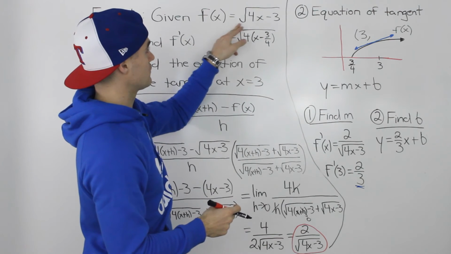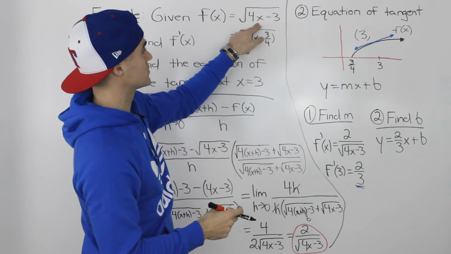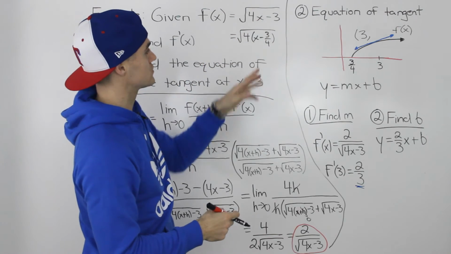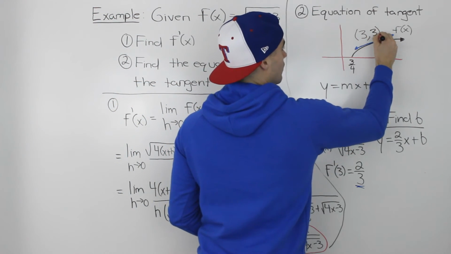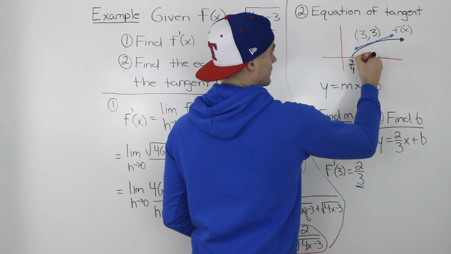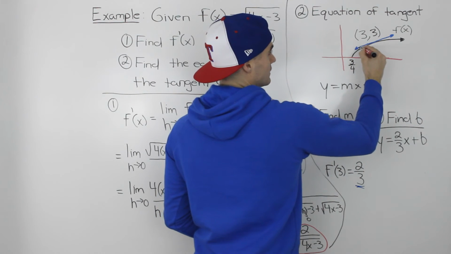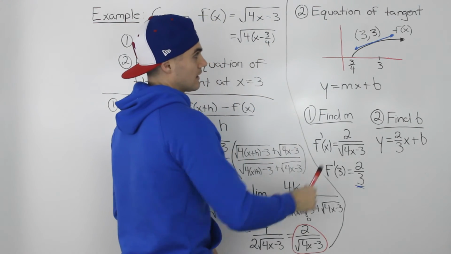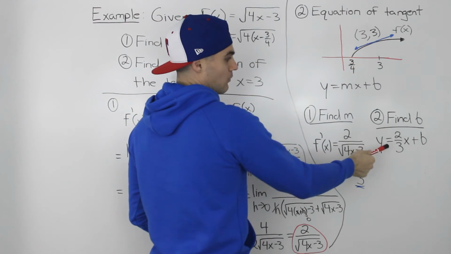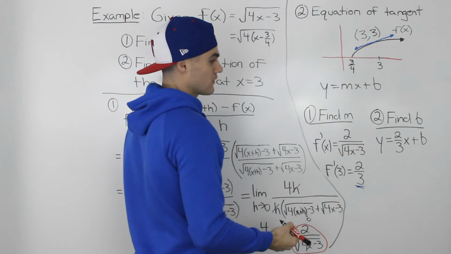So f of 3, if we plug in 3 for x here, we'd have 4 times 3, which is 12, minus 3, 9. Square root of 9 is 3. So we know that on this function f of x, we are finding the equation of this tangent at a coordinate 3 and 3. And now we can just take that x and that y value and plug it in here and then solve for that b value.